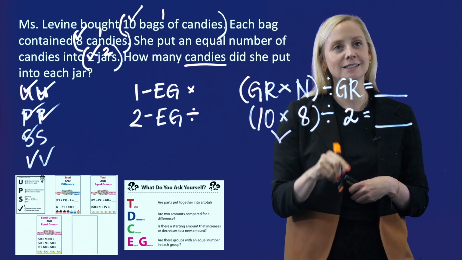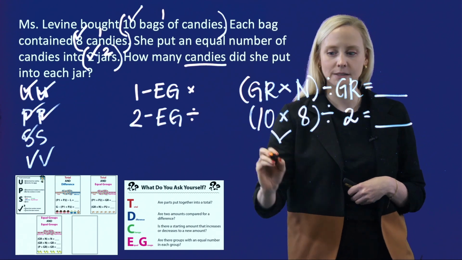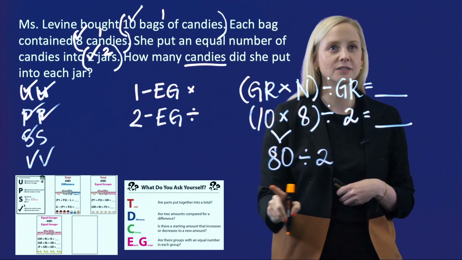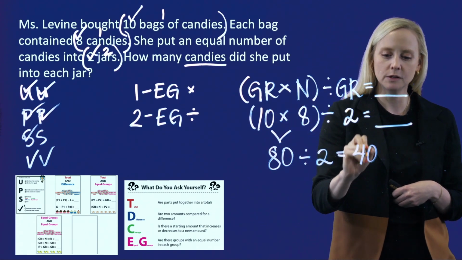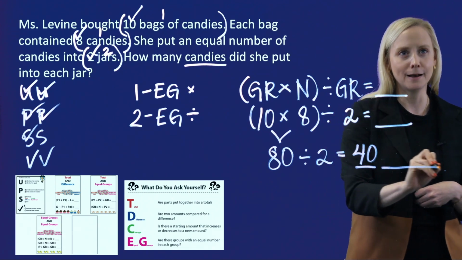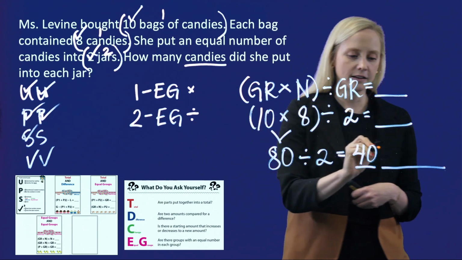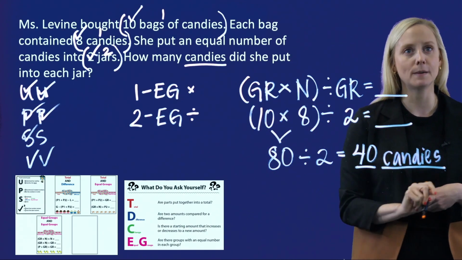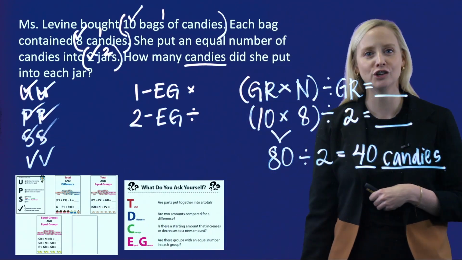Whatever is in parentheses is what we do first. We teach students to follow the order of operations. 10 times 8 is 80. Now I'm going to divide by 2. You could have students set this up, but I can do that mental math. 80 divided by 2 is 40. I have my number answer, but that number is lonely. I need a label or a buddy. I underlined candies in my question sentence, so that's what I'm going to write here, 40 candies. So there are going to be 40 candies in each of our jars.